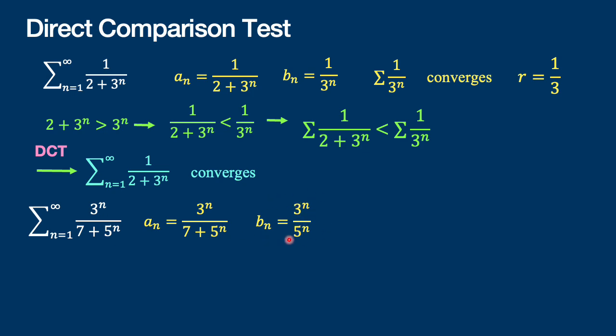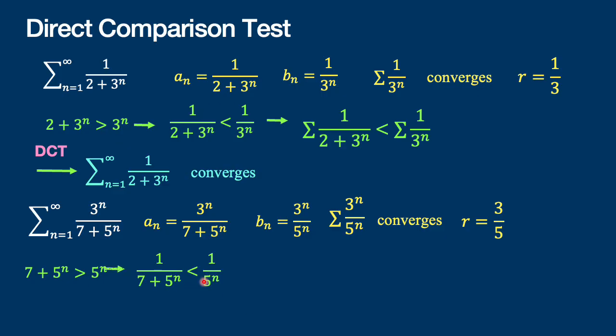So what about this series? Right here, the summation of 3^n over 5^n is going to converge because r is 3 over 5. That's a geometric series. So we have shown an is less than bn, then this series is going to converge, right? Let's check the denominator, because the numerator is exactly the same. 7 plus 5^n is greater than 5^n, of course.